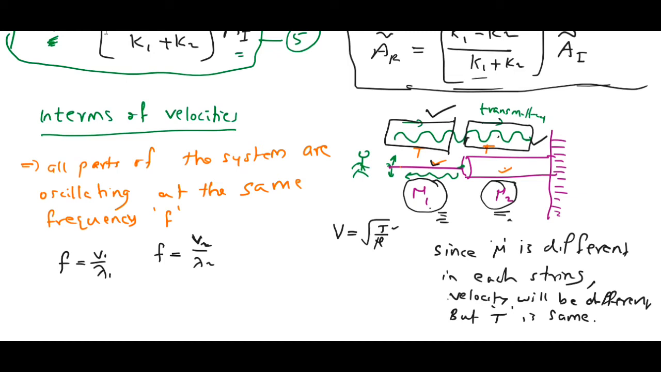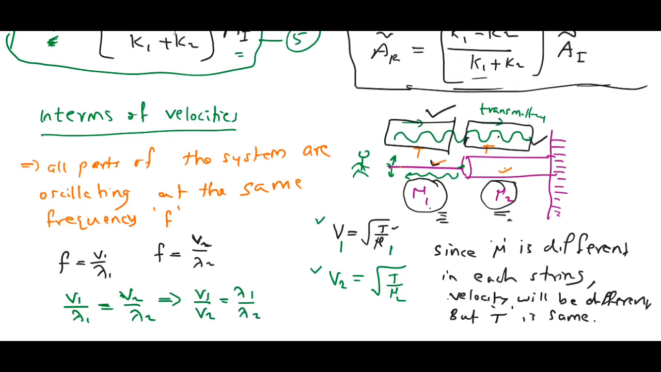One is the linear mass density in string 1, and since tension is same, V1 is root of T by mu1, and V2 can be written as root of T by mu2. So velocity on each string will be different, one will be V1, other will be V2. But the frequency of wave on two strings is same, therefore we can write V1 by lambda 1 is equal to V2 by lambda 2. Or if we rearrange the terms, V1 by V2 is equal to lambda 1 by lambda 2.